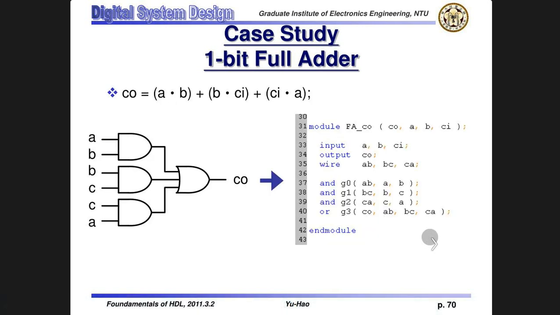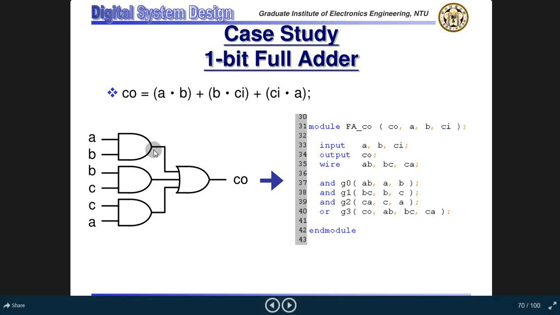The case study of a 1 bit full adder, the same will be applicable here. Okay, this is the case study of a full adder. These are the AND gates that have been provided here. Okay, this is the OR gate. So A dot B plus B dot Ci plus Ci dot A. This is the case study of a 1 bit full adder.